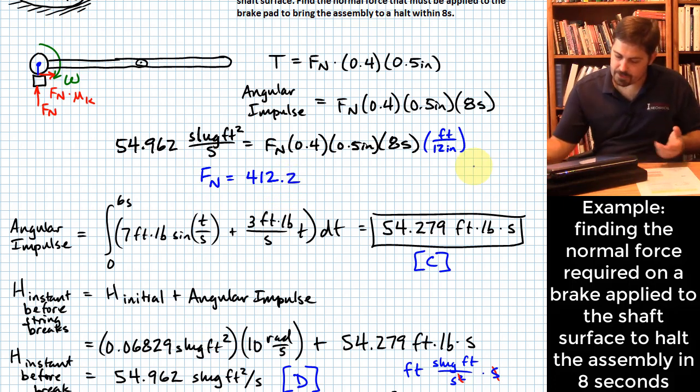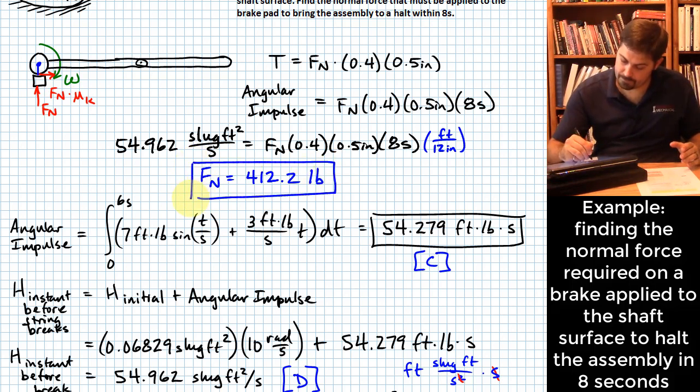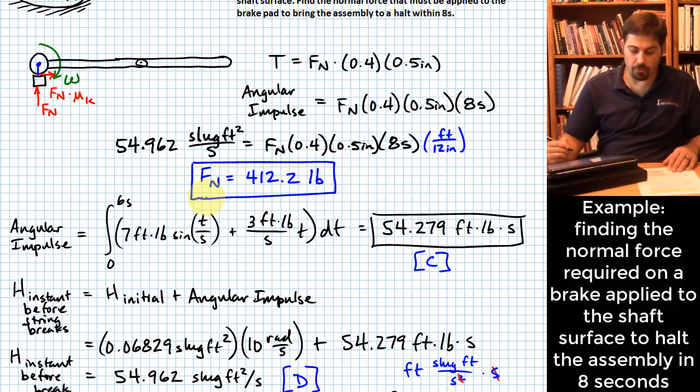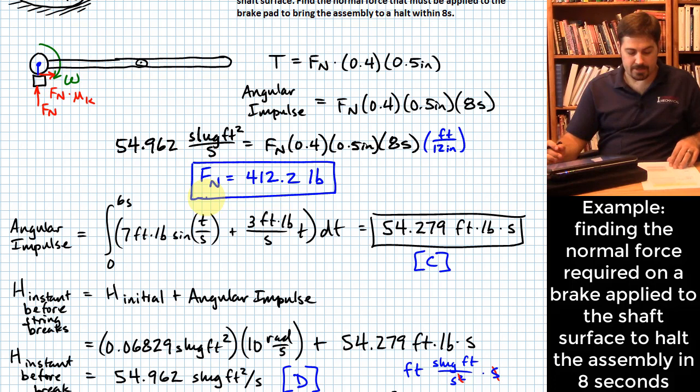Let's think about the units on here. So we have slug feet squared per second. Here this ends up being in feet, so that knocks out one of those feet, and then I have seconds that goes in the denominator, so we end up with slug feet per second squared, which is just a pound. And that's the normal force that we need to apply in order to get the thing to slow down within 8 seconds and slow down to a stop.